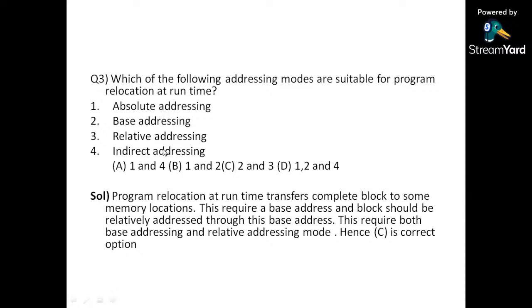So what does that leave us with? Only two options, base and relative. Okay, so what should be the correct answer here? The correct answer should be option number C, 2 and 3. If we can obtain the base address at runtime, and to that base address we can auto increment or add something, we will keep on getting the address of the next instruction. So with a combination of base addressing and relative addressing, we can implement the thing that is asked in the question. Hence C is the correct option.